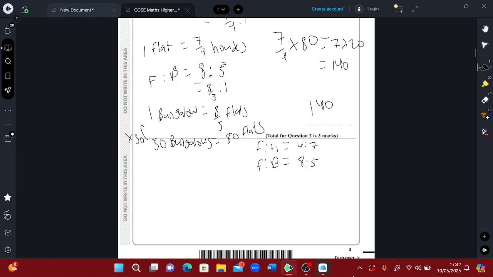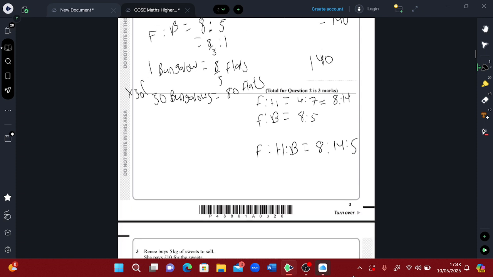We actually spot the F is just a half of this. So to get this, this is also the same as saying 8 to 14. And actually, now we've got the same number. So we can combine this together as flats to houses to bungalows is going to be 8 to 14 to 5. Which now allows us to directly compare houses to bungalows, right? So 14 houses is 5 bungalows.